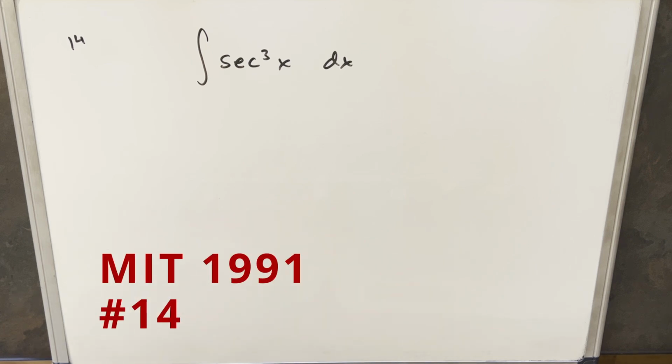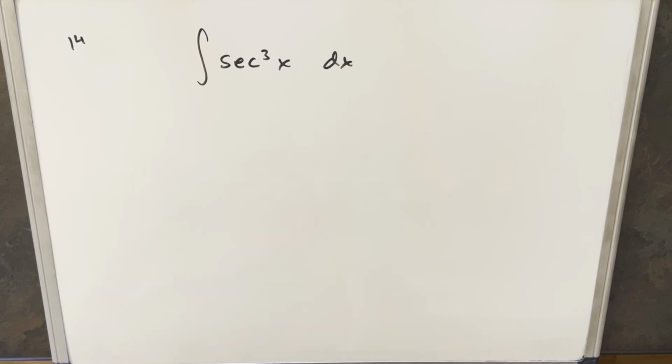Okay, we have yet another integral from the MIT Integration Bee 1991, problem 14. We have the integral of secant cubed x dx. This is an important but routine integral that you learn in your first integration class. It's a good use of integration by parts, so let's go through that using the DI method.